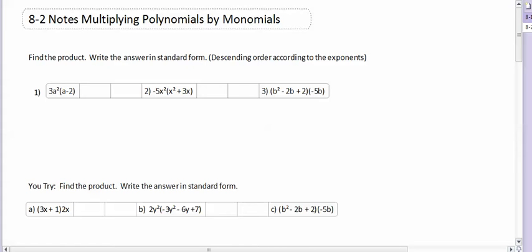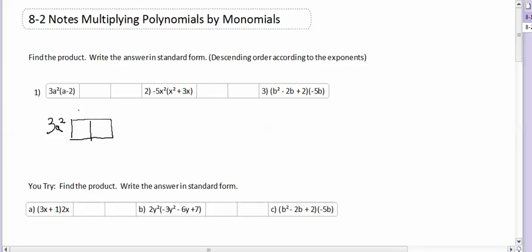Okay, so we are going to be finding the product. So we're going to be multiplying. We're going to write our answer in standard form, which again is descending order according to the exponent. So our exponents up there: 2, 1, none. The way I'm going to show you how to do this is we're going to use a box method. So we've got a monomial, which is 1 term. So we have 3a squared. And I'm going to make a box for the amount of other terms that we have that are in parentheses. And we have 2 terms, so I'm going to make a box of 2.